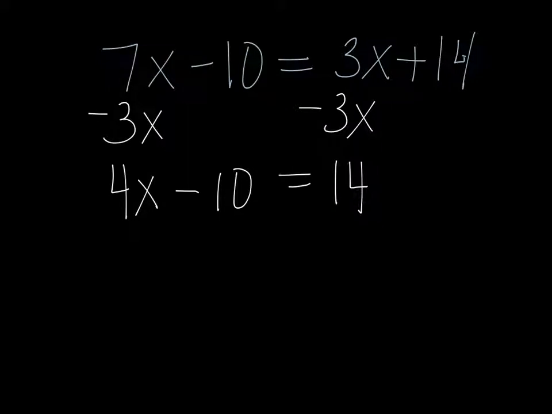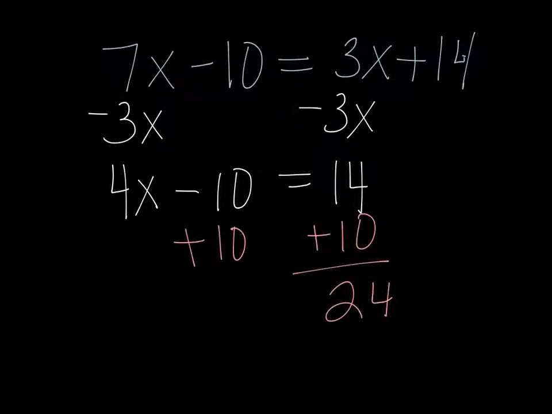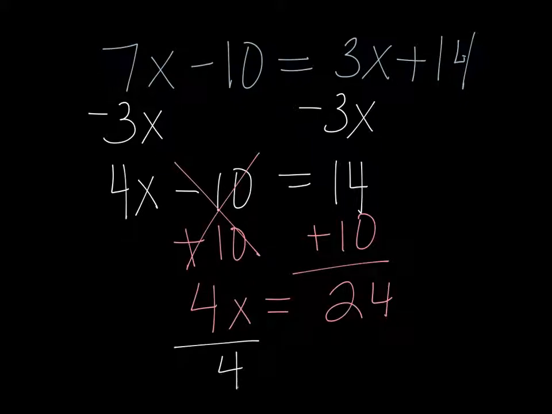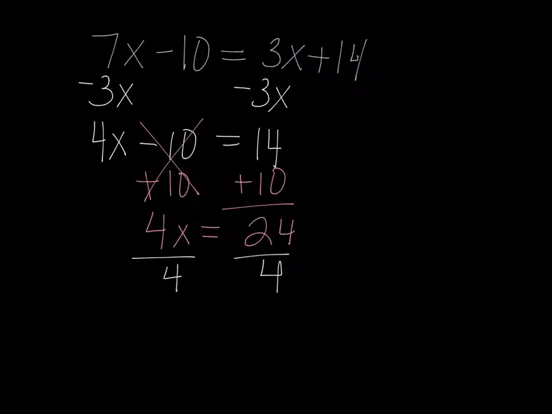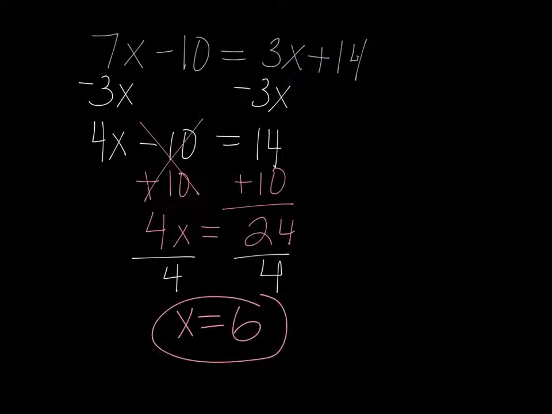All right, so we're going to use our skills that we used last section. So to move the 10 to the other side, I have to add 10 to both sides. And now I get 24 on the right. These are killed off. So now we have 4x equals 24. Last step, how do I get rid of the 4? I'm going to divide by 4. When I do that, I get x equals 6. This means there is only one solution.